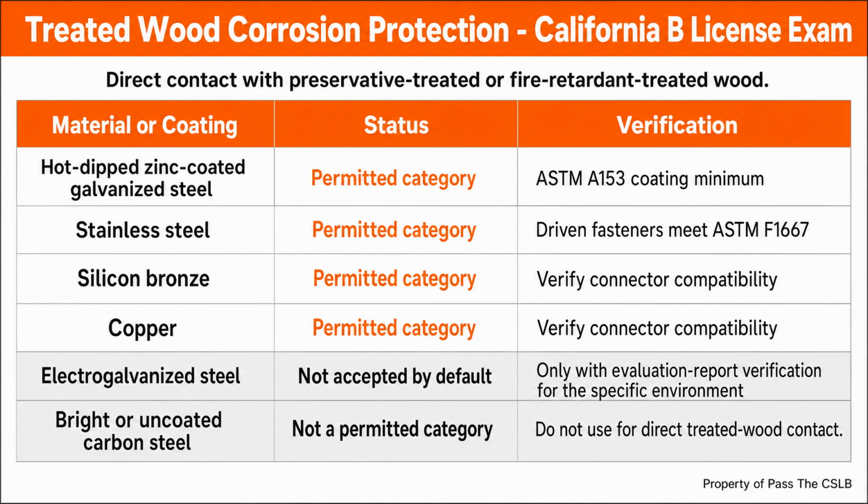Follow the connector manufacturer's corrosion guidance for the complete assembly and the actual exposure. The California code categories establish the baseline, while the listed product information identifies the compatible configuration. Field modification is another place where a capable carpenter can accidentally step outside the evaluated system.